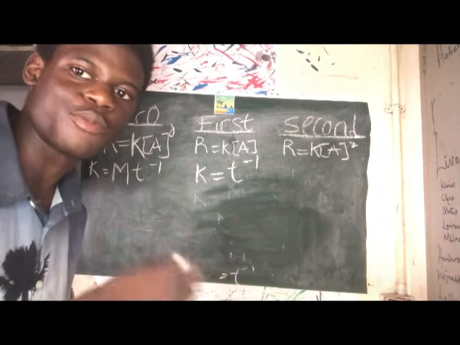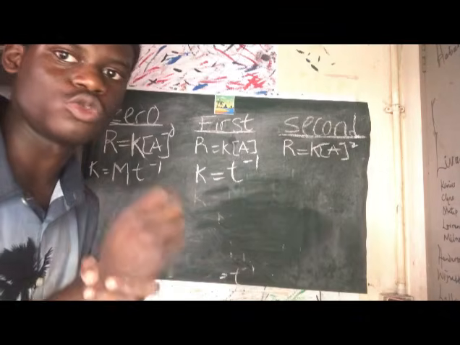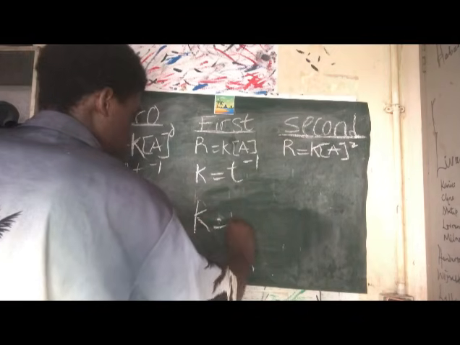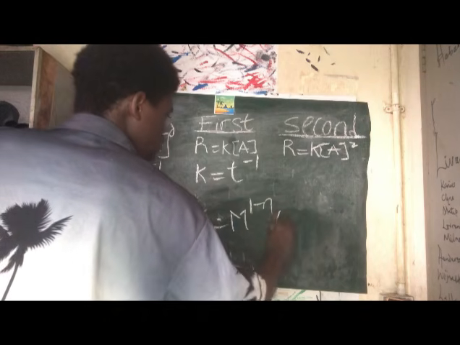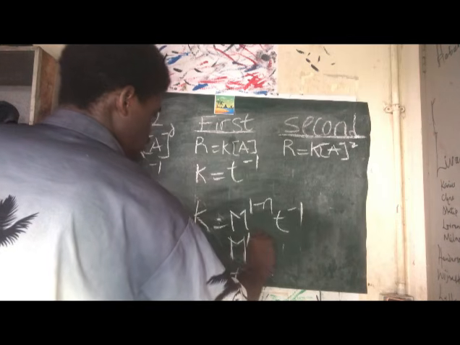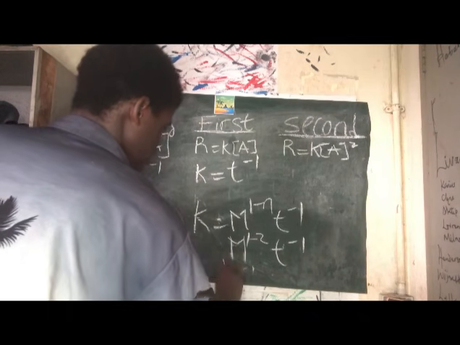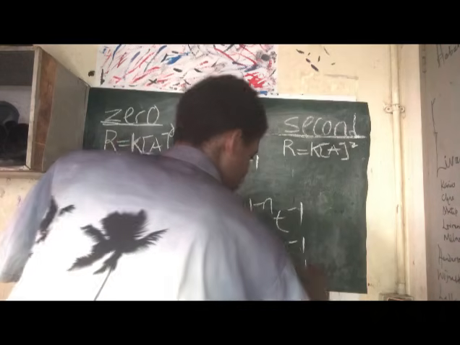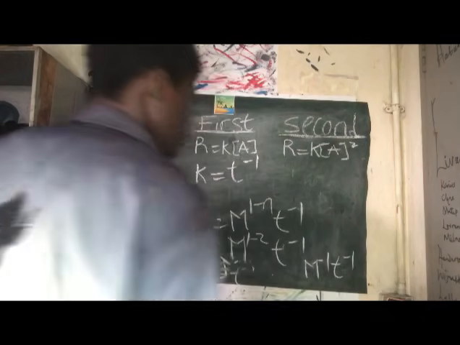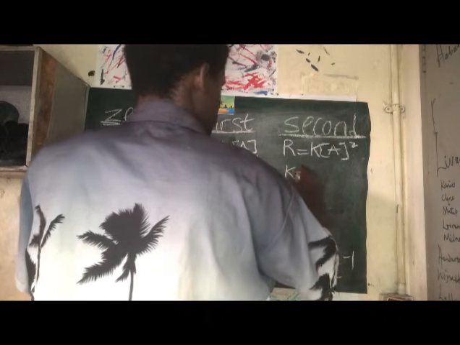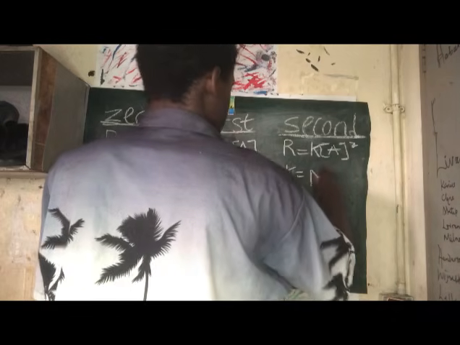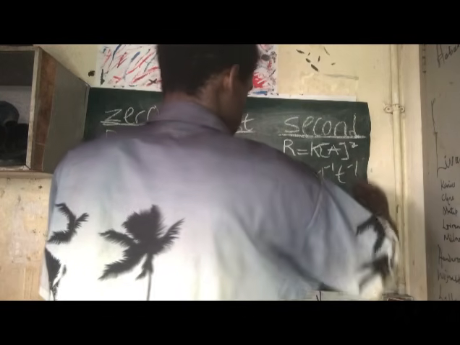You can see it can be per second, per day, per hour, depending on how they want you to give your answer. So let's do for second order. Specific rate constant is equal to m raised to power 1 minus n, t raised to power minus 1. So for second order, it will be 1 minus 2, t minus 1. That will be m raised to power minus 1, because 1 minus 2 is minus 1, t raised to power minus 1. So our specific rate constant for second order will be m raised to power minus 1 t raised to power minus 1.